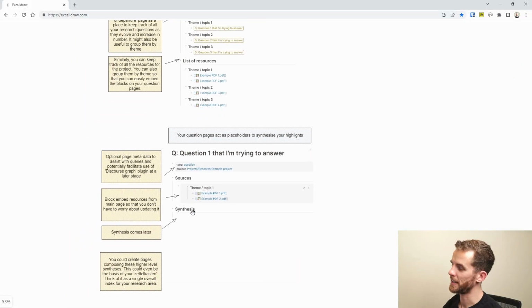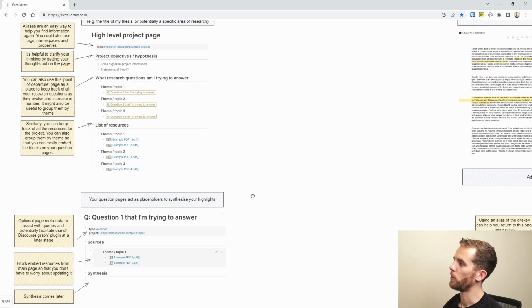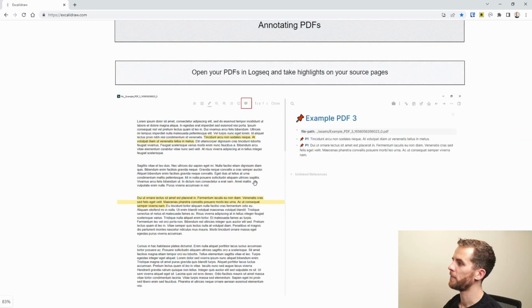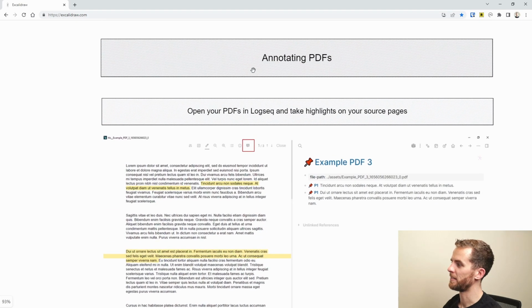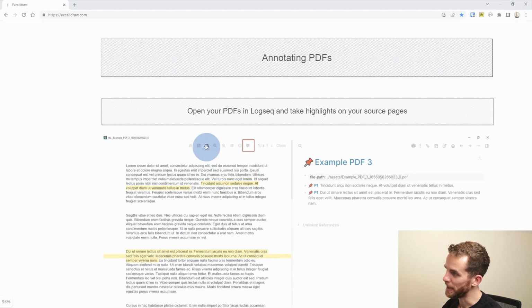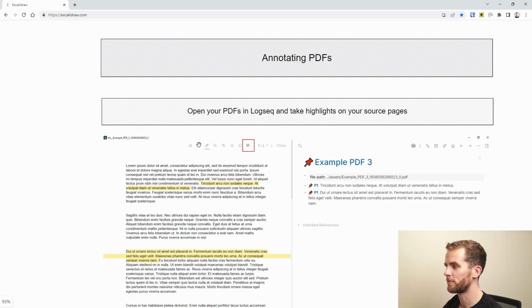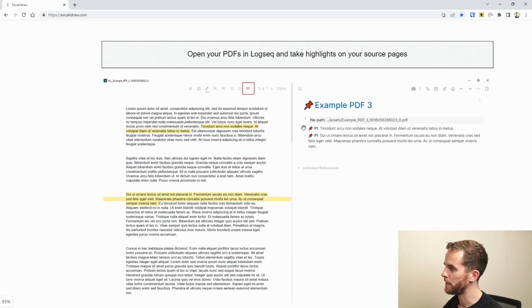Your question pages then acting as placeholders, but when I open up a PDF, as you see, I've just opened up an example PDF here, and I'm speaking about annotating PDFs. I have this highlighter button over there, and this is the one that allows me to take a snippet or a picture from my PDF, and those highlights then appear in my PDF annotation page.